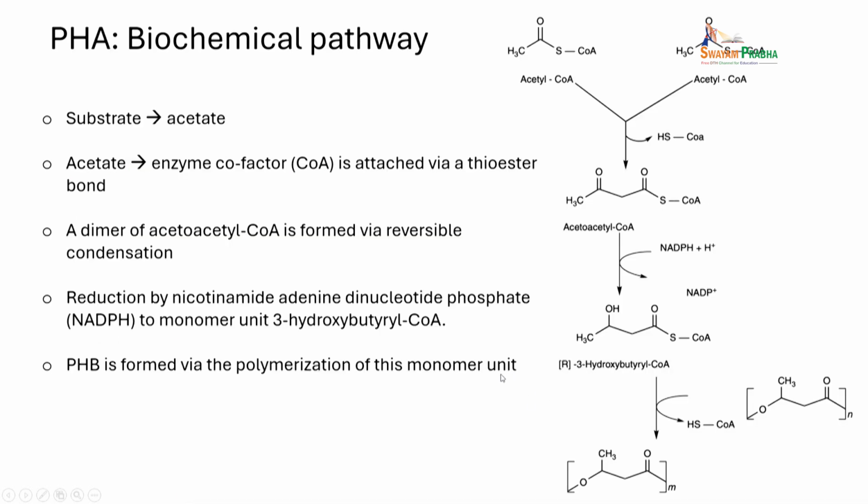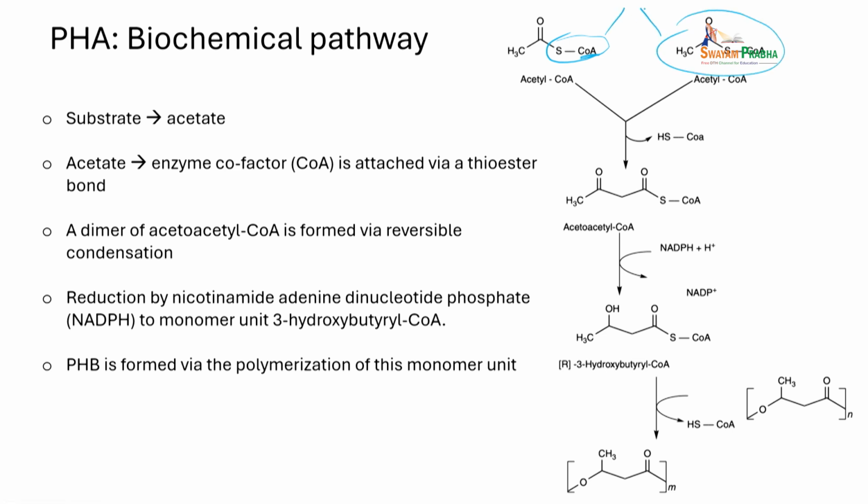If you look at the biochemical pathway, first you have some substrate fed to the bacterium. The first step is that the substrate is converted into acetate. Then this acetate is attacked by the enzyme cofactor CoA via a thioester bond. This is the thioester bond. This CoA forms a complex with the acetate to form acetyl CoA. This is another acetyl CoA complex.